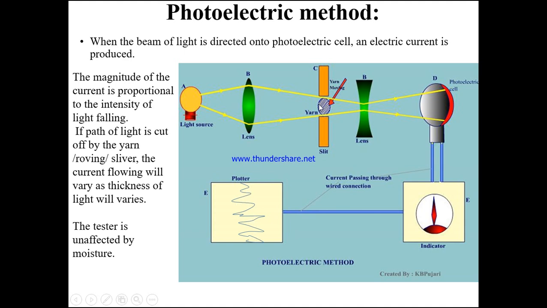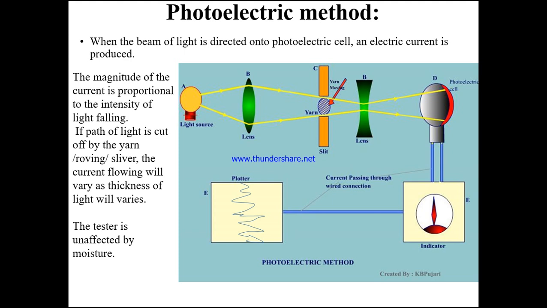If the diameter of the yarn is perfectly regular, the graph will be a perfectly straight line. But as soon as there is variation in the diameter of the yarn, there will be variation in the electricity produced by this instrument, and as a result fluctuation in the graph will be obtained. That gives you the impression about the irregularity in the textile material. This is a photoelectric method.